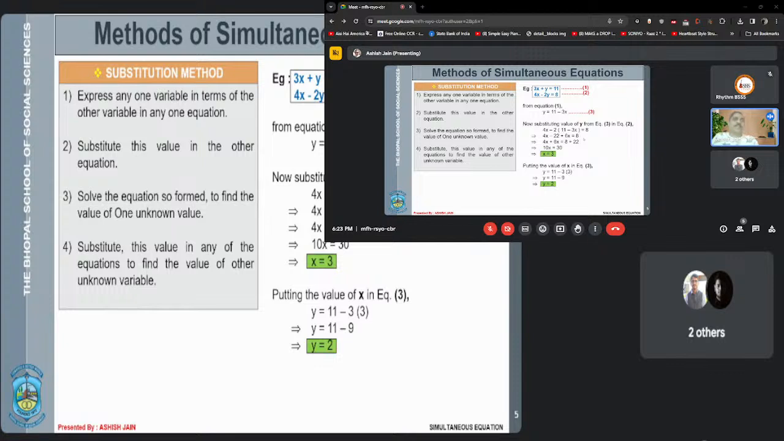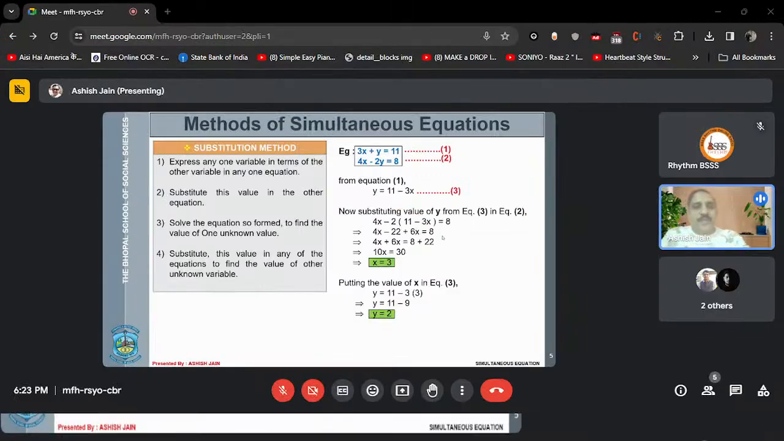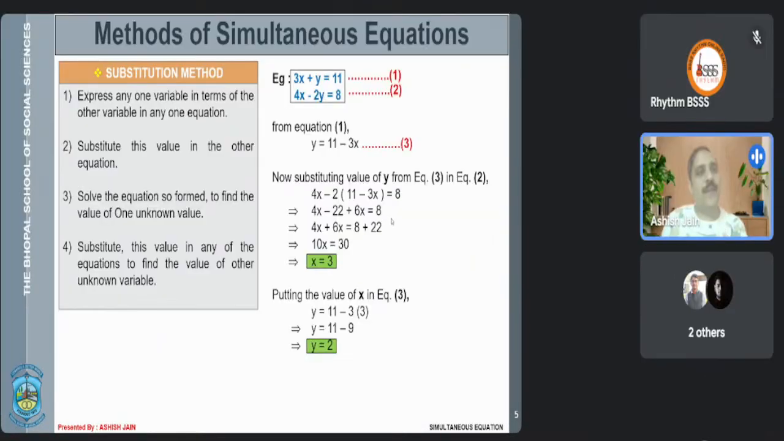Okay. इसमें हम करते क्या है? We take the value of one unknown variable from the first equation or from the second equation and put this value in the other equation so that our whole equation reduces to only one unknown variable. Okay. Once we have found the value of this unknown variable, we put it in any of the equations to get the value of the other unknown variable. Clear hai?